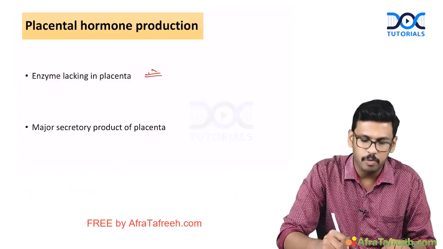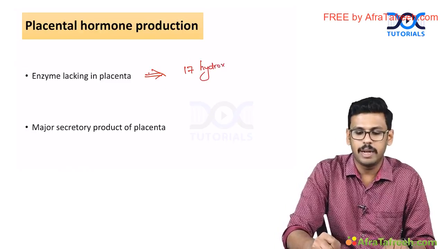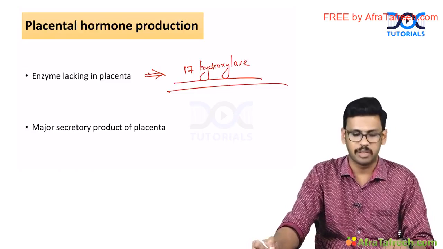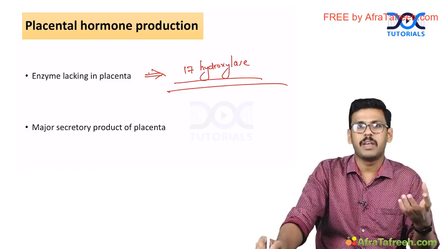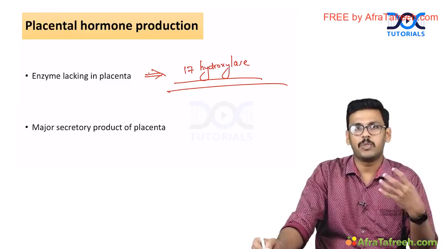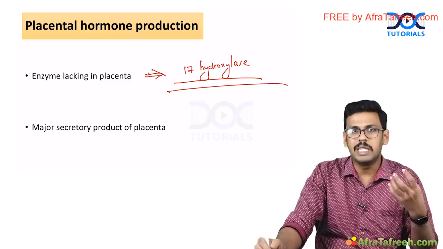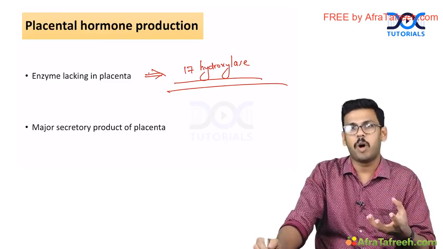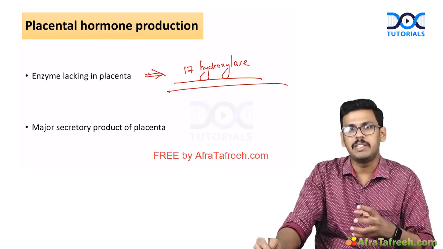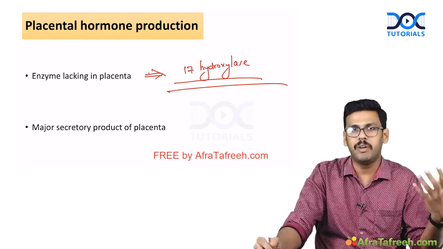Now, the enzyme which is lacking in the placenta is the 17-hydroxylase. All the other enzymes are present in the placenta and the 17-hydroxylase enzyme is not there. Because if the 17-hydroxylase is absent, then the androgen synthesis is not occurring. That is why the placenta is not able to synthesize this estrogen on its own. It requires the substrate in the form of DHEAS. The DHEAS is produced in the fetal adrenal, reaches the fetal liver, and then is transmitted to the placenta, where it carries out the further reactions.